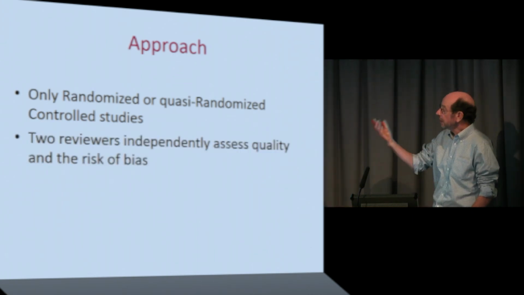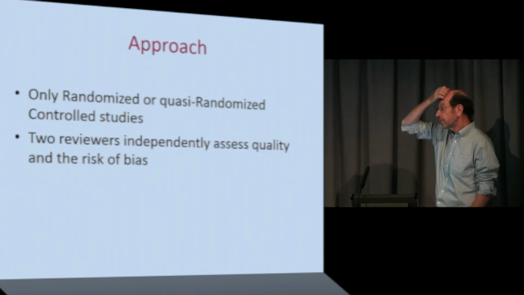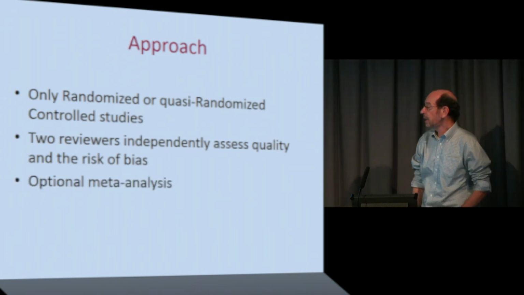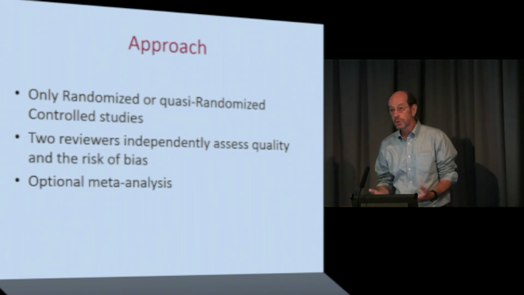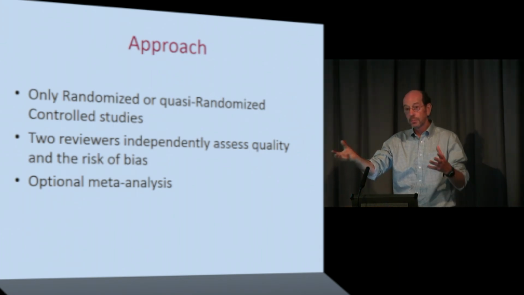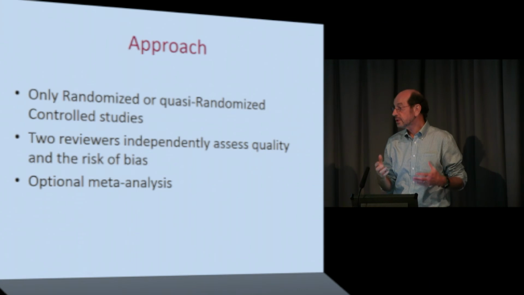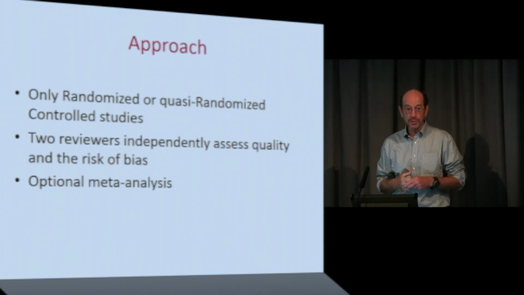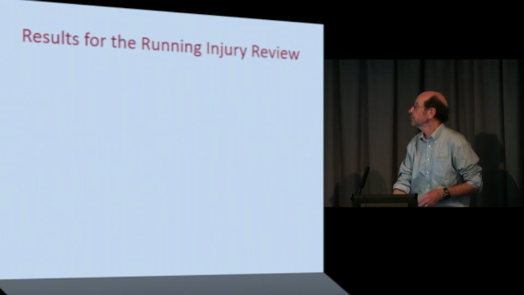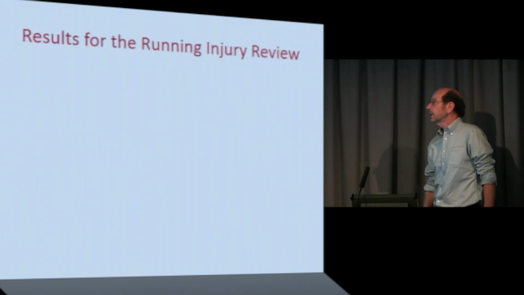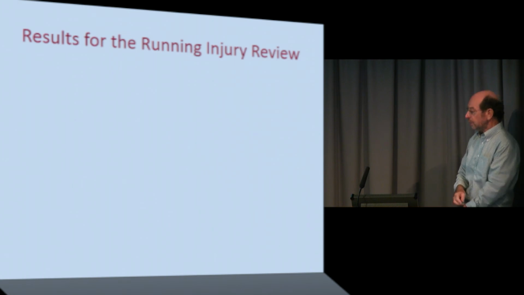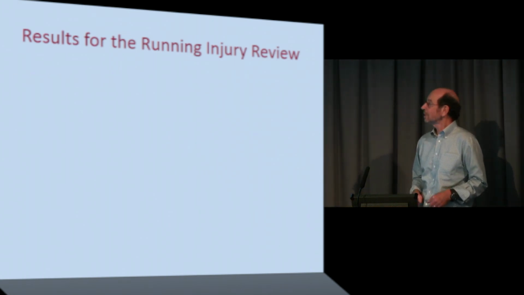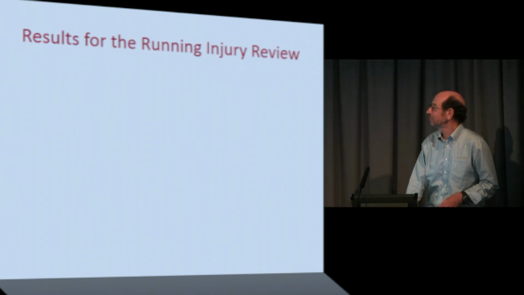Two reviewers independently review each of the papers for quality and risk of bias. And optionally, there's a meta-analysis where you don't just report, but you actually combine the results of all the studies in a statistical model, so that you do a mega experiment that could never be done by a single individual. So what did this particular review of running soft tissue injuries report? And you better put your seatbelts on, because this is rather depressing from a treatment point of view.